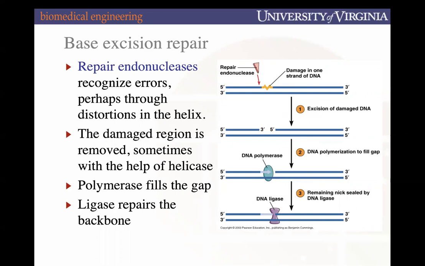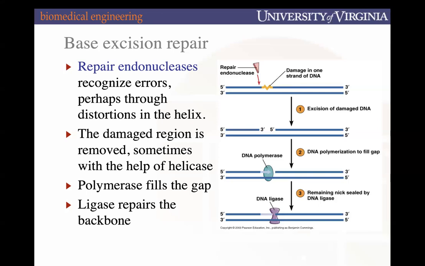We talked about the exonuclease activity of DNA polymerase, where it can proofread back up at the ends of this growing strand. So that was an exonuclease. For base excision repair, we have these endonucleases. Remember, they work within the middle of a DNA strand. So these are repair endonucleases, where they're able to find an error, this physical disruption within our double-stranded DNA, and remove this damaged region with the help of helicase if needed.